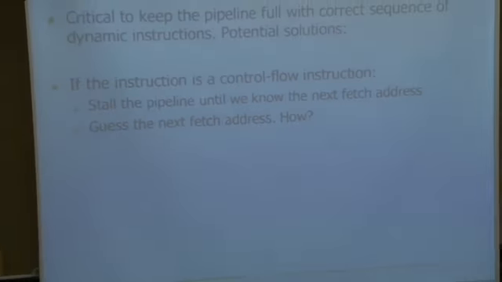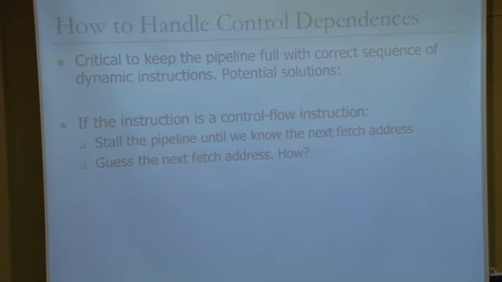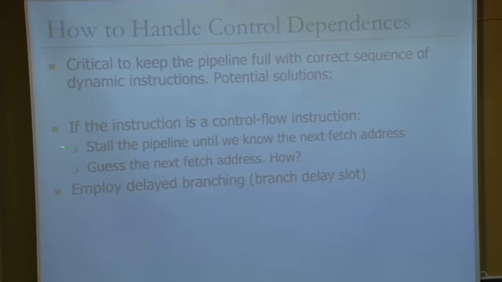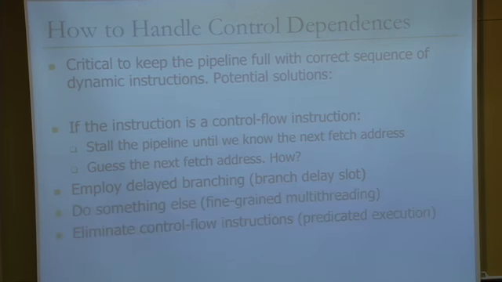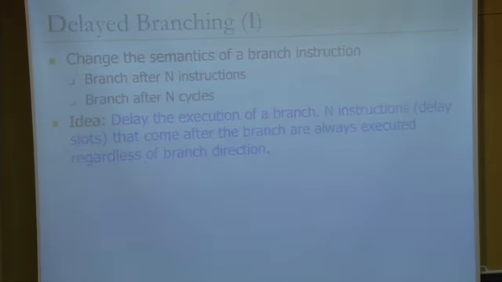How? We're going to assume that if it's non-control flow, the next fetch address is automatically PC plus 4, but we're going to override it in some cases. Most of the lecture will be about this idea of branch prediction, guessing the next fetch address when you have a control flow instruction. But before that, I would like to cover some other approaches, delayed branching, that we briefly discussed, and doing something else. I will get back to eliminating control flow instructions and fetching from both possible paths after we cover branch prediction.